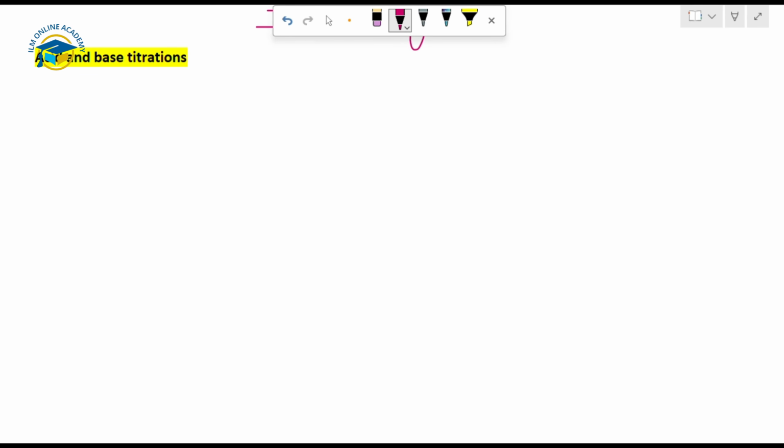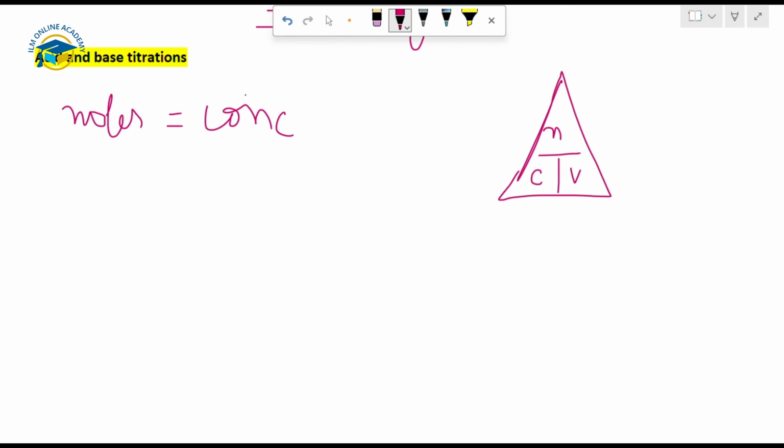So for calculating the titration, the experimental data from a titration can be used to calculate the concentration, volume or moles of a solution by using the formula. And for that we have the triangle. For this one, number of moles, concentration, and this one is the volume. So for titrations, you can use the formula moles equals concentration times volume.